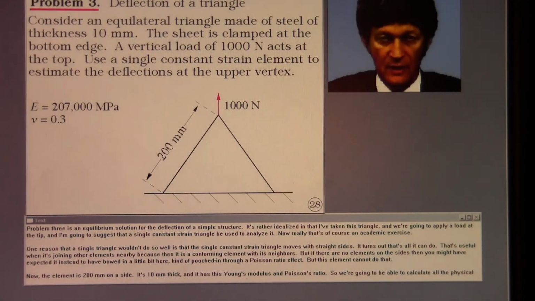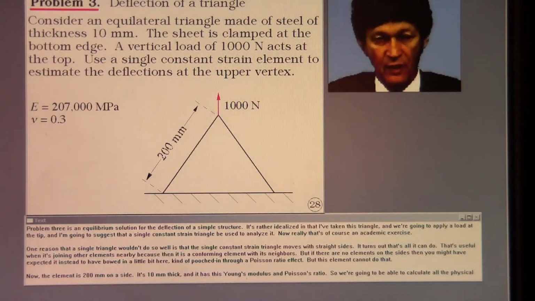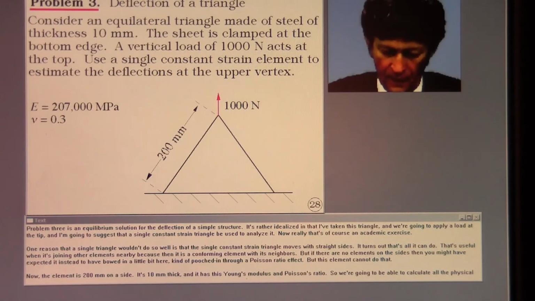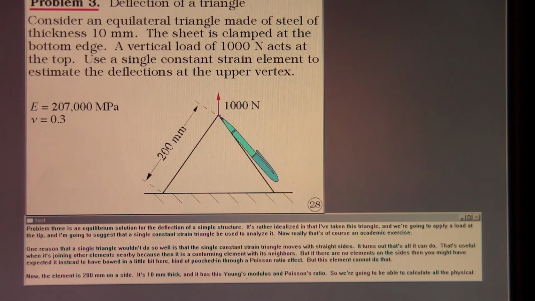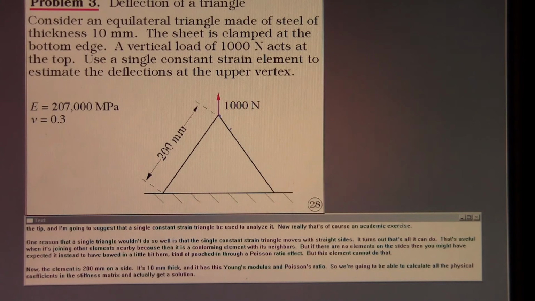Problem 3 is an equilibrium solution for the deflection of a simple structure. It's rather idealized in that I've taken this triangle and we're going to apply a load at the tip, and I'm going to suggest that a single constant strain triangle be used to analyze it. Now that's really, of course, an academic exercise. One reason that a single triangle wouldn't do so well is that the single constant strain triangle moves with straight sides. It turns out that's all it can do.